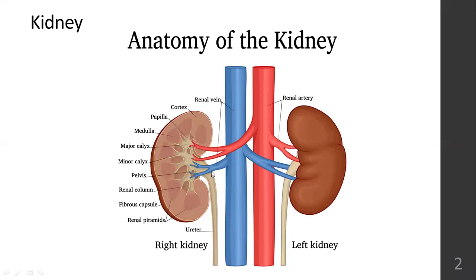This is how the ureter will take the urine, and down you will have your bladder. Both the ureters from both the kidneys will end in the bladder, and the urine will be stored there. When the bladder is full, you will feel like voiding.